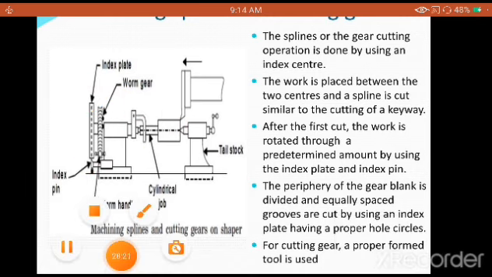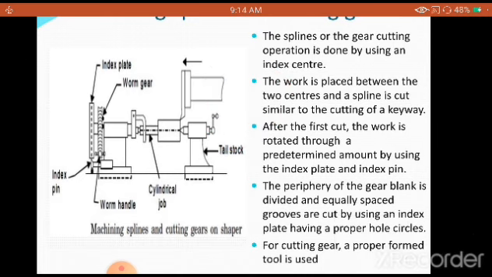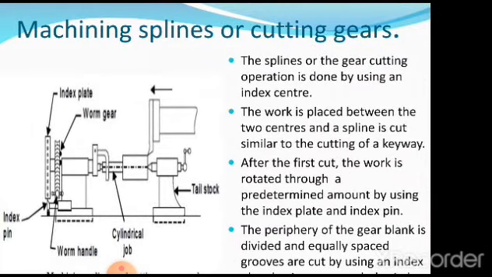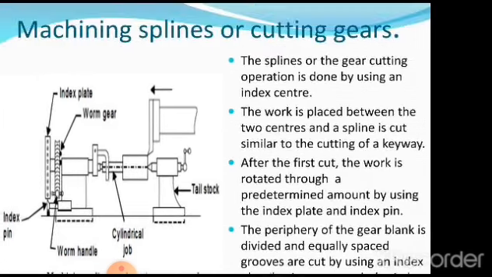Because how is your job? Your job is cylindrical. I want to cut equispaced grooves like this, continuously equispaced. Whenever we want to cut equispaced grooves like this, the job has to be rotated through the desired angle, and that desired angle is given with the help of your index plate. For cutting a gear, a proper formed tool is used. If I want to cut a gear of a particular profile, then the shape of the tool should be of that type only. Then only I can produce that type of gear here.